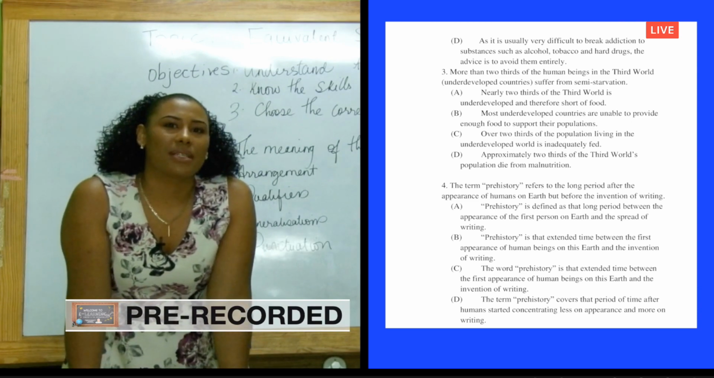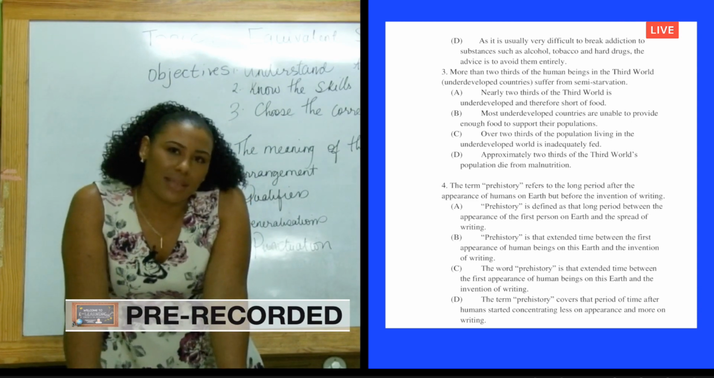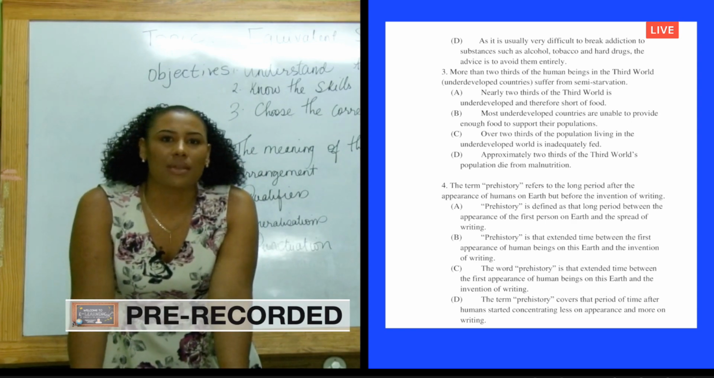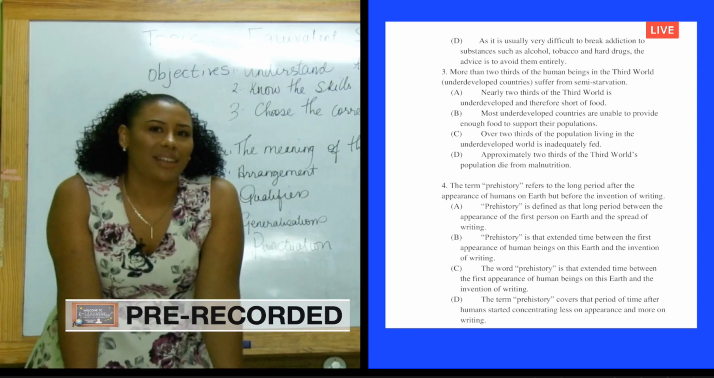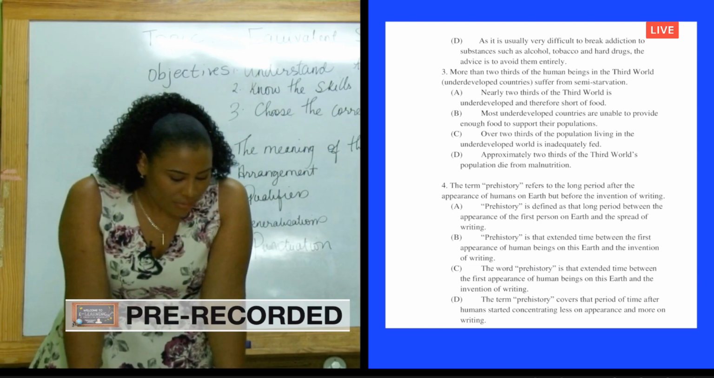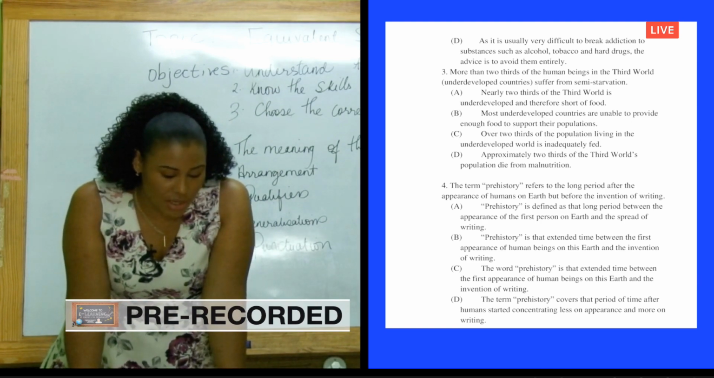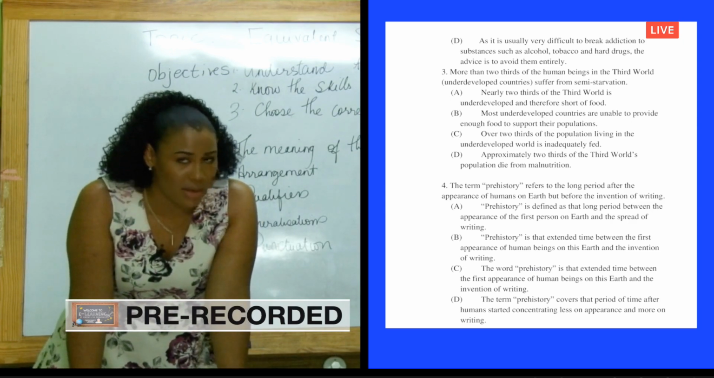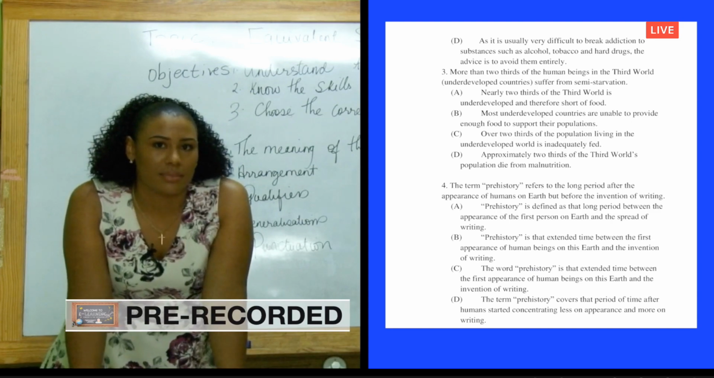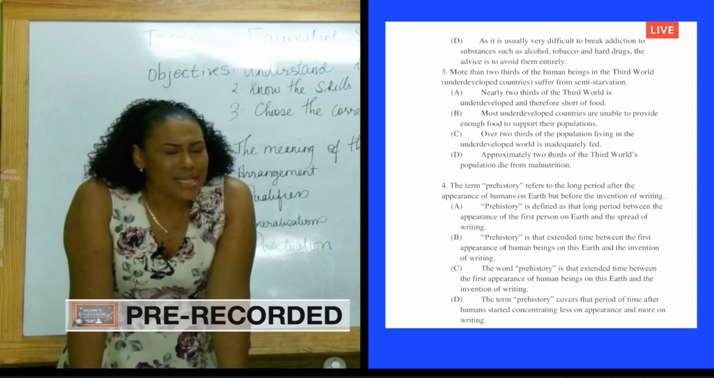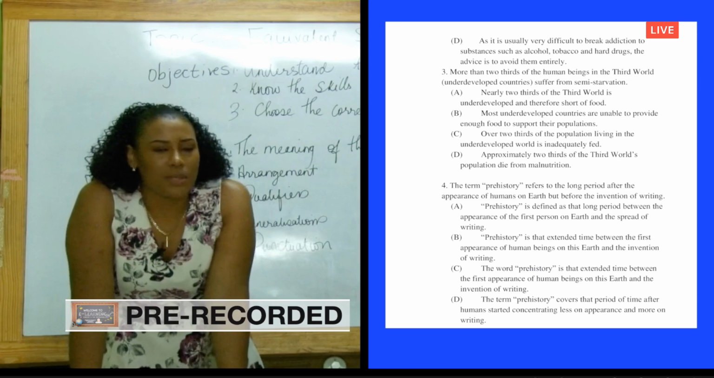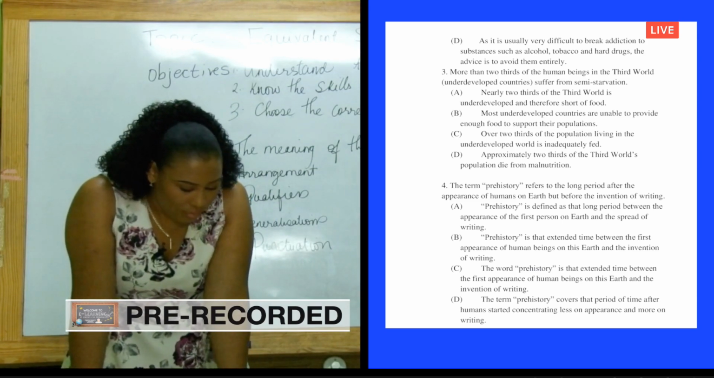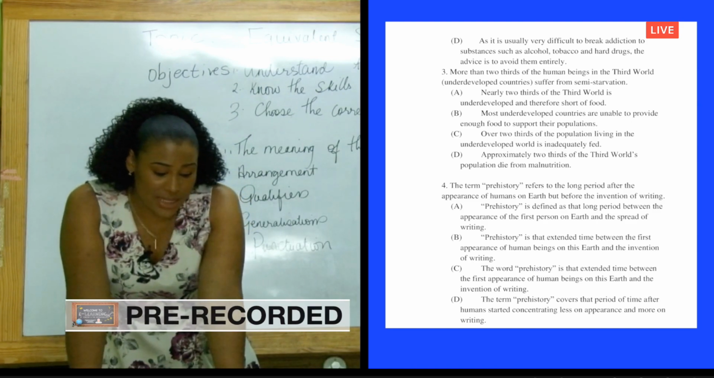Did you choose C? If you didn't, that's okay, because this is a learning process, and by making mistakes, we are able to learn. So let's look at number 4, and we'll see whether or not you're getting a hang of this. The term prehistory refers to the long period after the appearance of humans on the earth, but before the invention of writing. So you will go ahead, take some time, read the options, and let's see how quick you are.